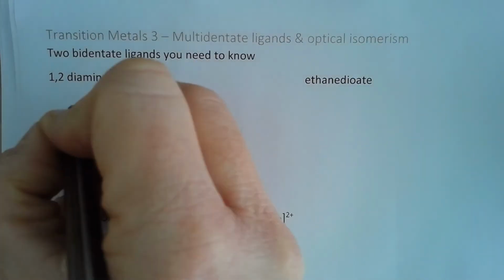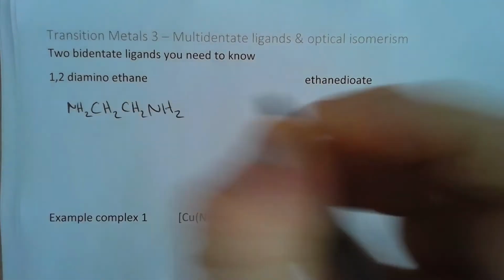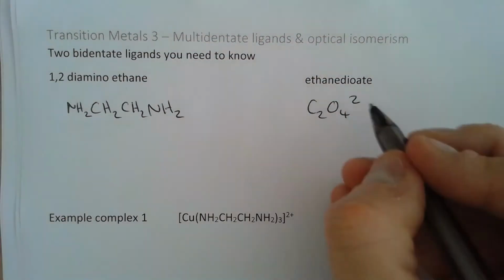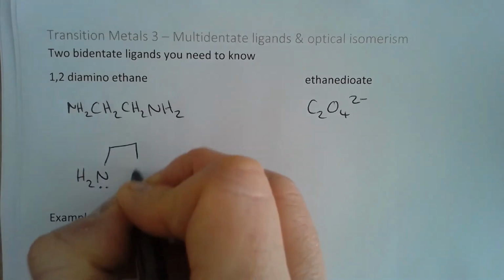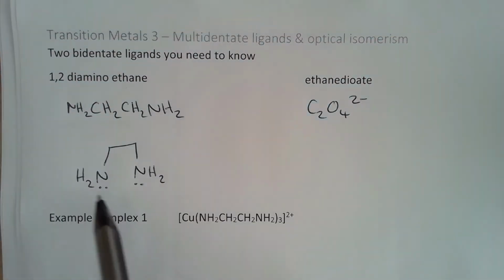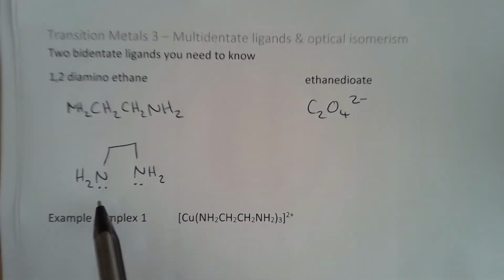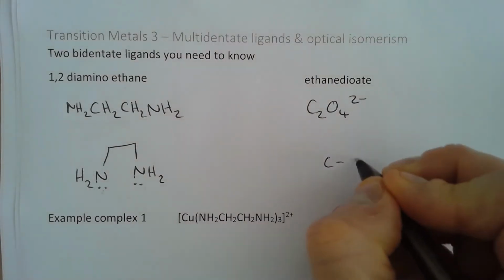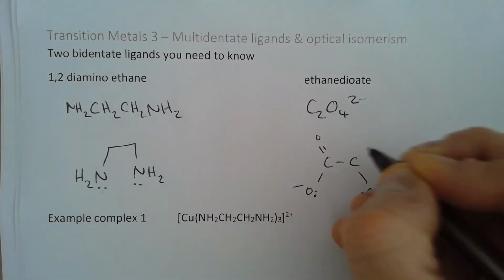Just as a reminder of our two bidentate ligands that we need to know about are 1,2-diaminoethane and ethane diorate. If I was going to draw these as a structure, I would draw this. I've got two lone pairs here on the nitrogens which can form two dative covalent bonds to a complex ion, meaning that this is a bidentate ligand. It can form two dative covalent bonds, and then ethane diorate would be this structure.